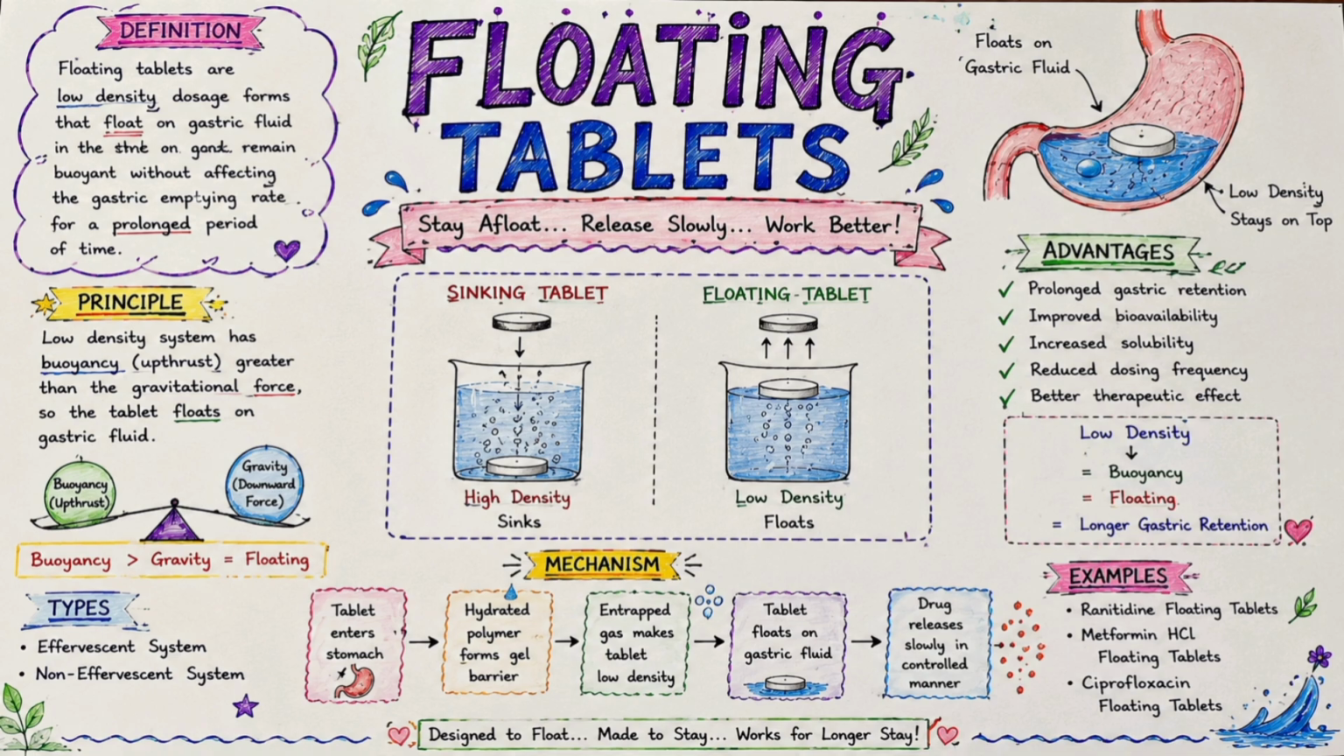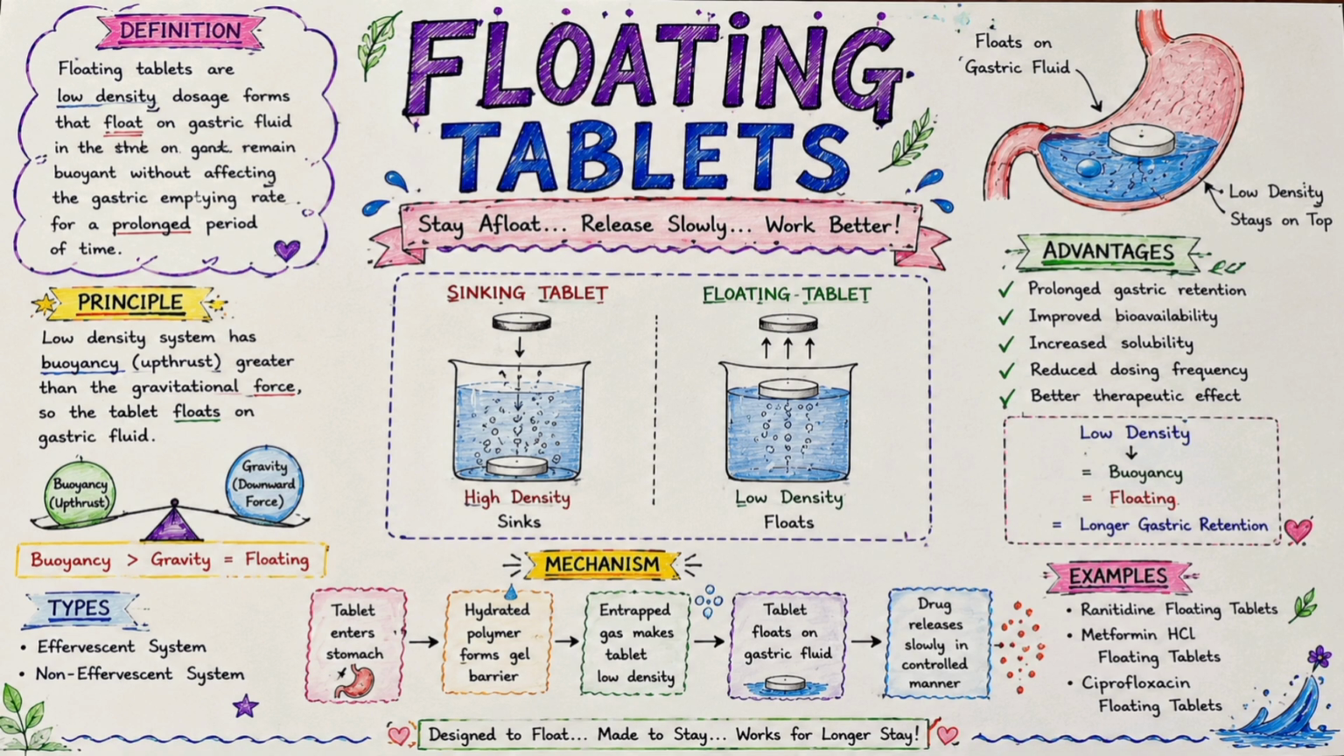At the center of your poster, draw 2 beakers. Label the first with sinking tablet, that is for high density, and then label the second one with floating tablet for low density. Now make a mechanism flow chart. Tablet enters the stomach, polymer hydrates, gel forms, gas is entrapped, density decreases and the tablet floats. Drug releases slowly. On the right side, draw a stomach containing the gastric fluid and the floating tablet.